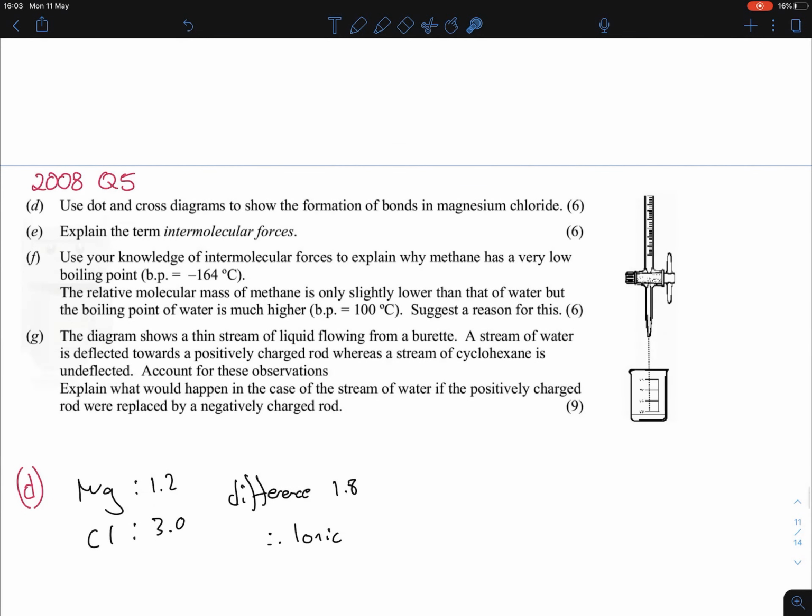Okay, grand. Use your knowledge of intermolecular forces to explain why methane has a very low boiling point. The relative molecular mass of methane is only slightly lower than that of water, but water is much higher. Suggest a reason for this.